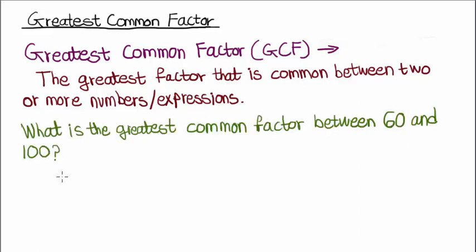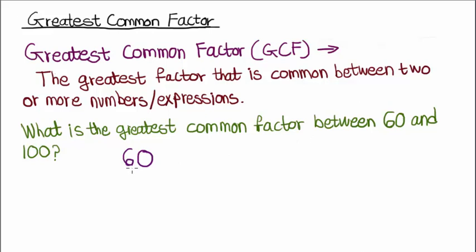In our first example, let's say I want to figure out what is the greatest common factor between the numbers 60 and 100. One of the quickest ways is to figure out the prime factorization for both of these numbers, and then from there I can figure out the greatest common factor between these two numbers. So first let's figure out the prime factorization for the number 60.